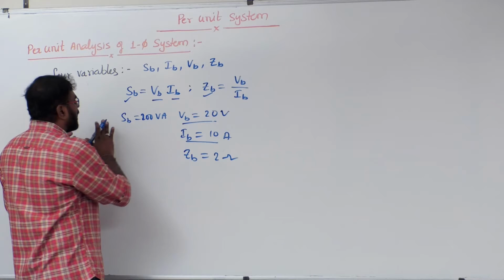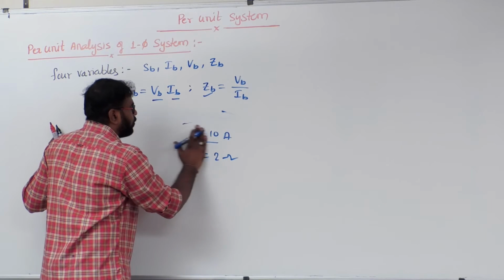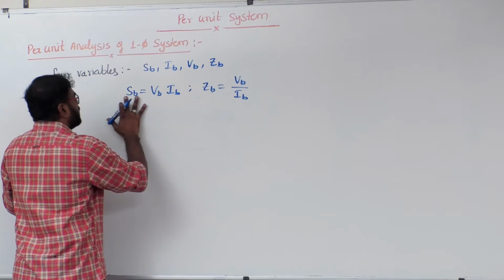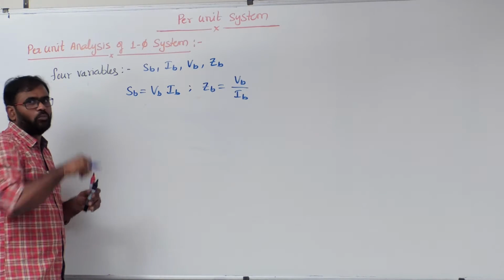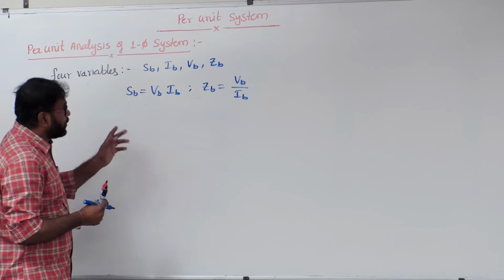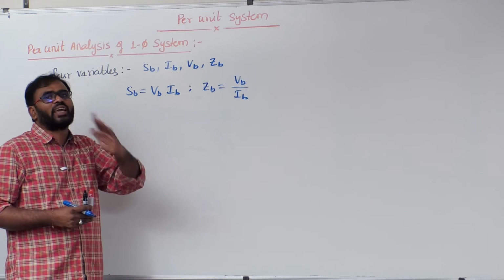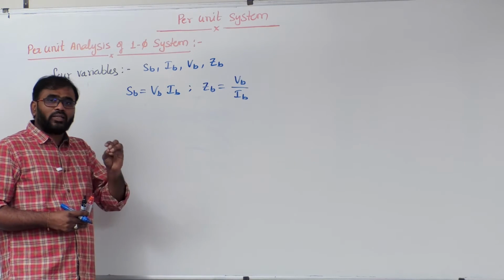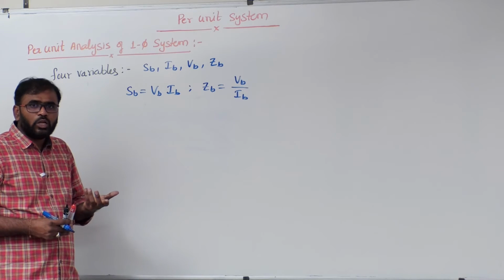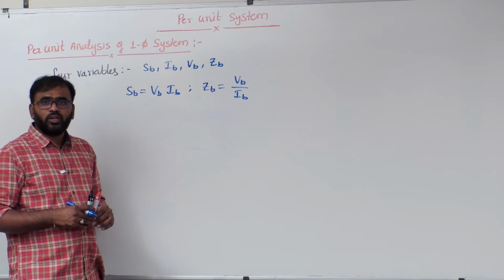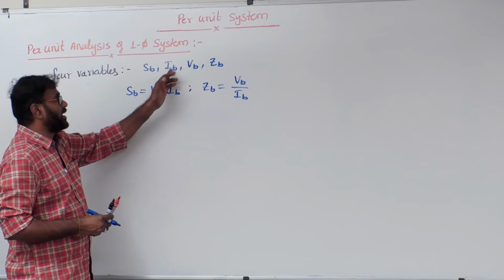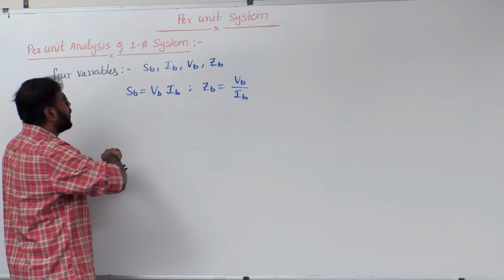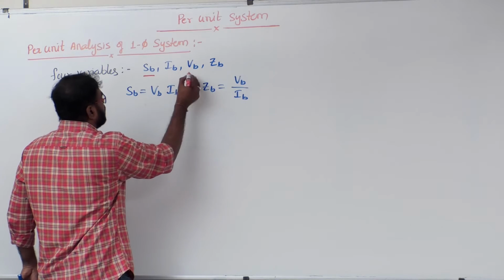So finally, my point is, out of 4 variables, you must select the base values for 2 variables. The base values of the remaining 2 variables we can calculate using the already selected values. But the question that comes to mind is, which 2 variables do I need to select? Whether S and I, or I and V, or V and Z, which is better? Sir, better is always S and V.